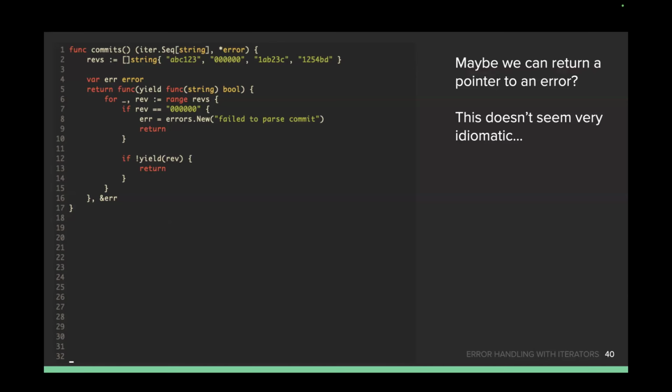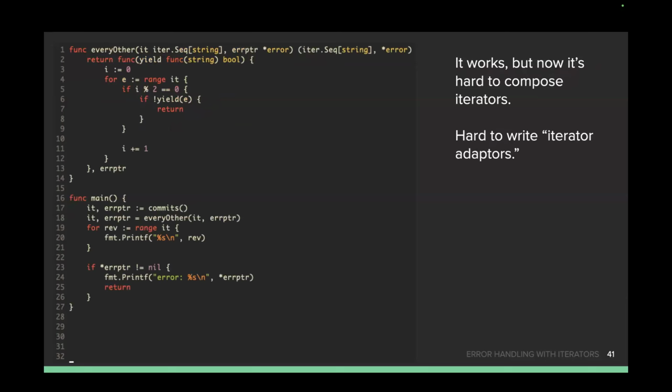So this actually does work, but it also seems kind of strange and not very idiomatic. It also leads to some other problems. In a lot of other languages, there's this concept of an iterator adapter, which is basically an iterator that takes other iterators and returns a new iterator. In this case, I've got this cute little thing called every other, which is consuming an iterator and then returning every other value in the sequence. These are really nice. They're very flexible. They allow you to compose a chain of operations in a really fun way. But having this approach to error handling makes it very difficult to compose these things. What we'd really like to do is call every other and immediately wrap it around commits, but we have all this extra stuff to worry about with this error pointer. And that just seems kind of crazy. So this doesn't seem like a great approach.